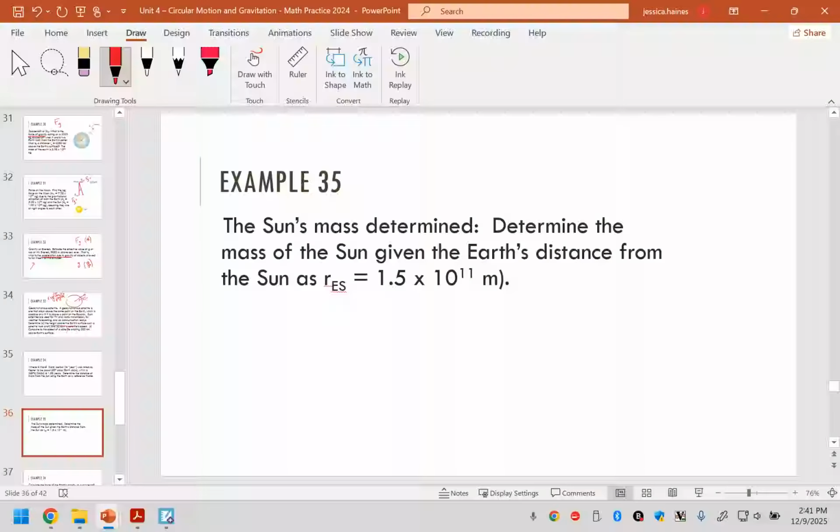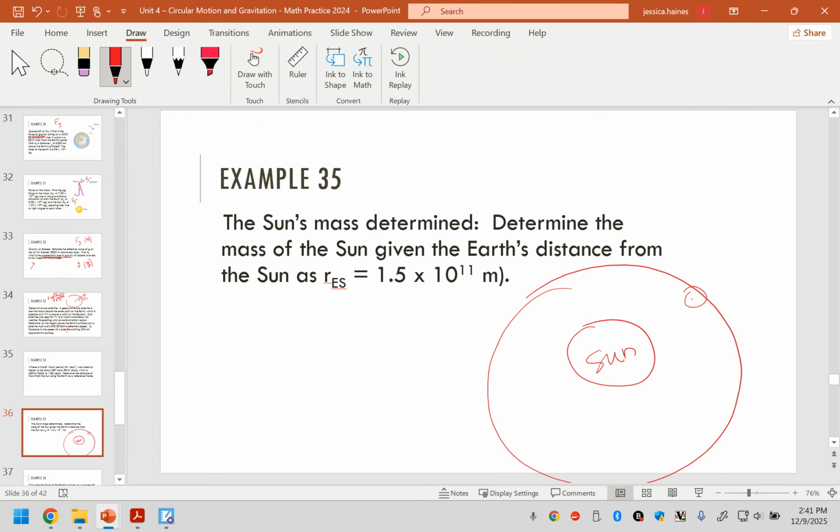So again, if we're solving for a mass, think about equations that have mass in them, and they're asking for the mass of the sun. Given the Earth's distance from the sun, we have the Earth as an object, the sun as the central body, and the distance between them. So think, what's the force acting on these two objects? What's the force that the sun is exerting to pull the Earth toward it? It's the force of gravity, and that force of gravity is a centripetal force pulling it in that circular motion around it.